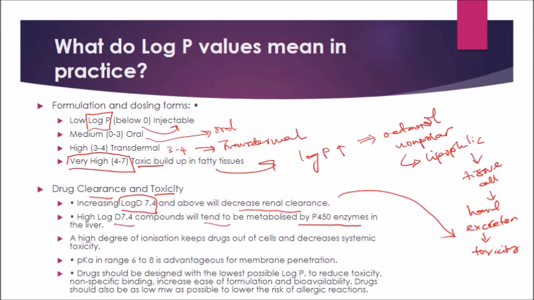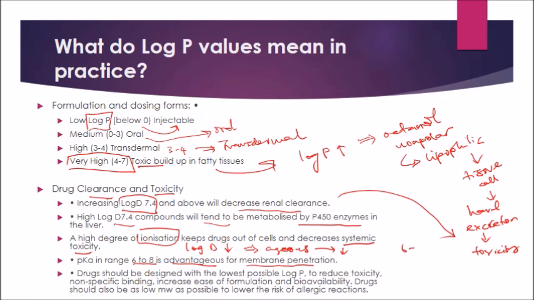However, when there is a high degree of ionization, if you look at the equation of the distribution coefficient, the log D will be reduced, and the drug will stay outside of the cell, decreasing systemic toxicity. When ionization is very high, log D is very low, meaning the distribution will be mainly to the aqueous phase, which decreases systemic toxicity. A pKa range of about 6 to 8 is advantageous for membrane penetration.